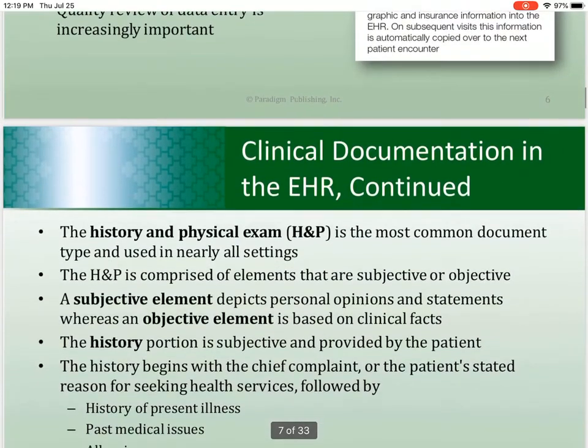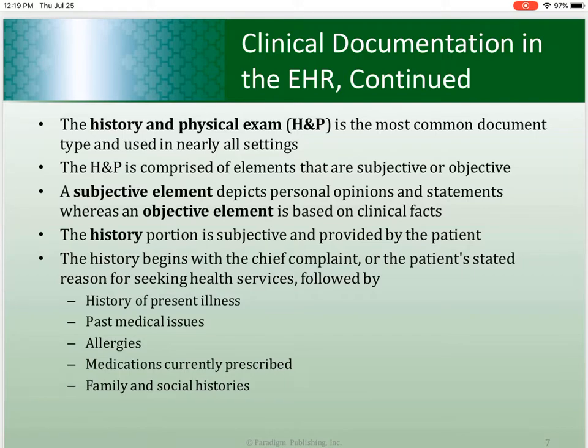All right, moving on to some clinical documentation. So let's talk about our history and physical here for a minute. The history and physical is a part of most patient encounters with healthcare providers and is a valuable tool for the healthcare provider in the identification of diagnosis. It consists of two main elements, a subjective element and an objective element. So we remember also from health records that subjective is your personal opinions and statements, whereas the objective is based on clinical facts.